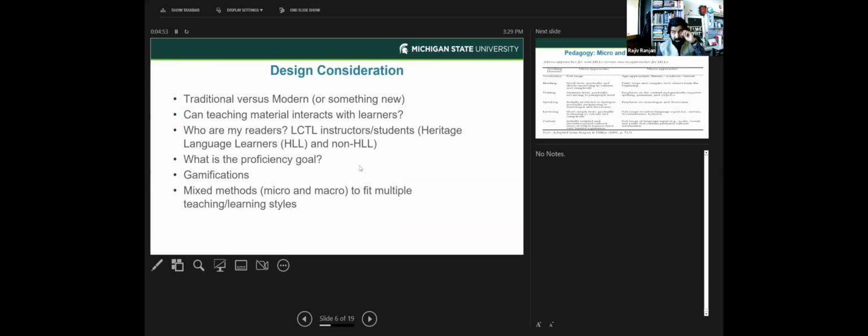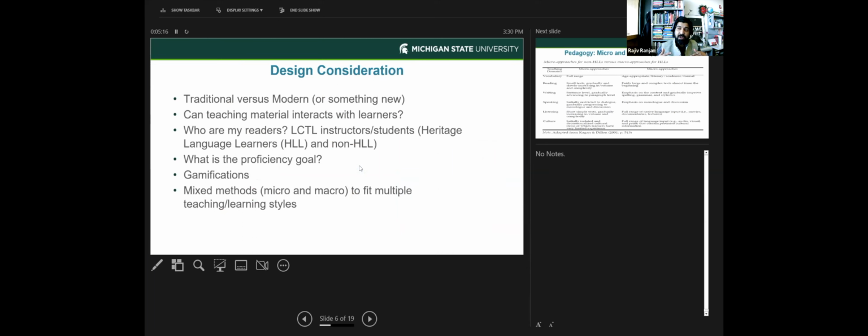When we are thinking about the design consideration, traditional versus modern, as I said, as a first author of a less commonly taught language, at least in Hindi, Urdu, or South Asian, I had to think about how modern I could be. Is my audience ready for a very modern approach to language teaching? And can teaching materials interact with the learner?